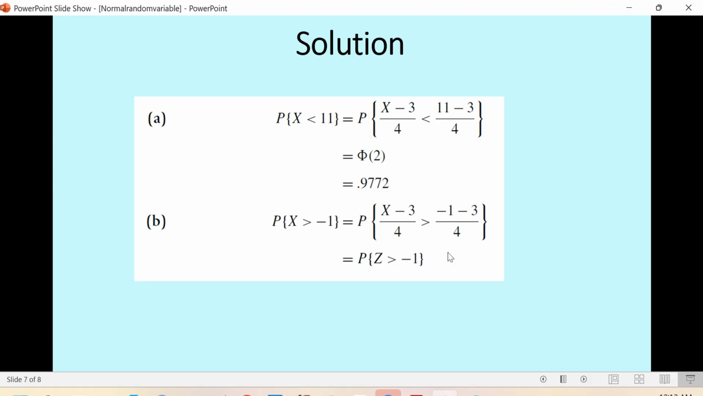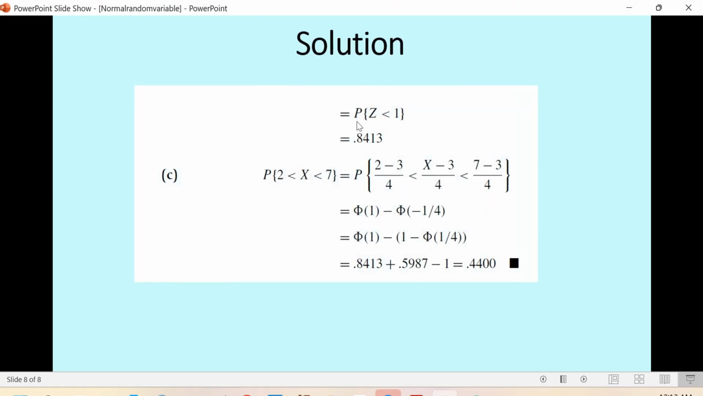The second problem is x larger than minus 1, which, transformed to a standard normal random variable, is minus 1 in z value also. So x larger than minus 1 is the same as the probability of z larger than minus 1. And z larger than minus 1 is actually the same as the probability of z less than positive 1, because the distribution is symmetric, right? So the result is 0.84.